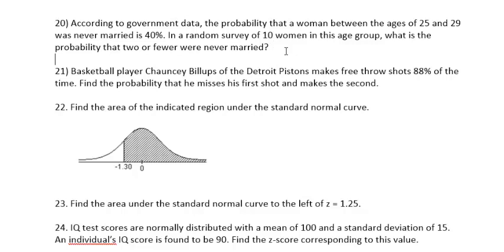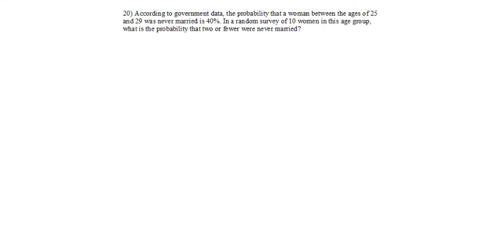Next question, question number 20. Now this is a very hard question. It's harder than any of the questions you're going to get on the actual final, I believe. It's the sort of thing that we didn't really cover so much in the crash course, but we'll cover it here just to give you an idea of how to do this. So the question is, according to government data, the probability that a woman between the ages of 25 and 29 was never married is 0.4. In a random survey of 10 women of this age group, what is the probability that 2 or fewer were never married?